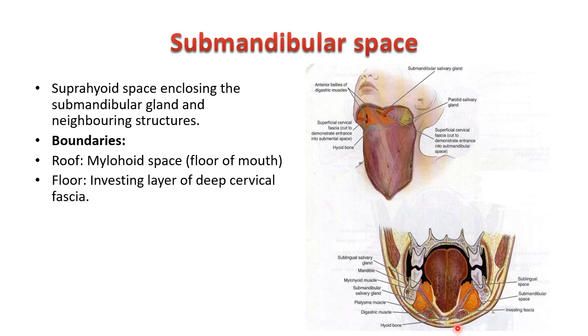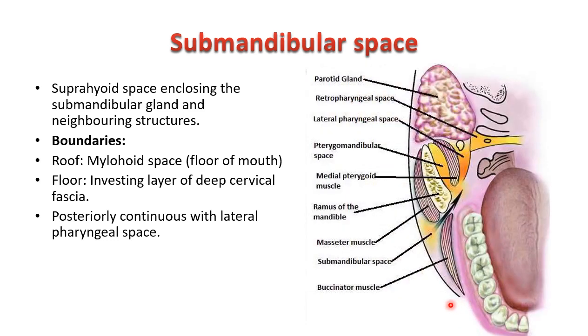So that should be your platysma deep to it. This space continues posteriorly with the lateral pharyngeal space. So you are able to see that mainly the submandibular space is continuous with the lateral pharyngeal space. Okay, so contents, as I told you, submandibular salivary gland and submandibular lymph nodes.